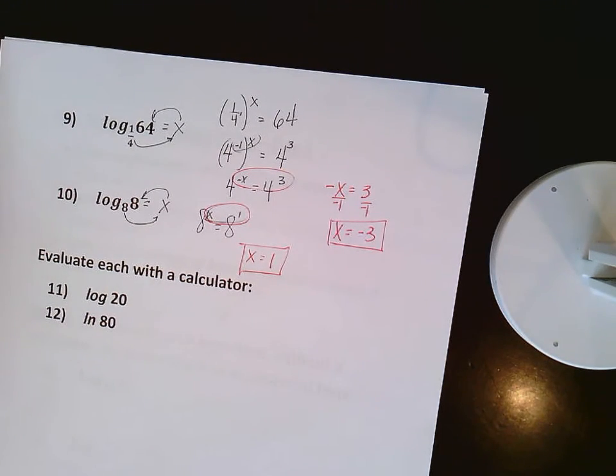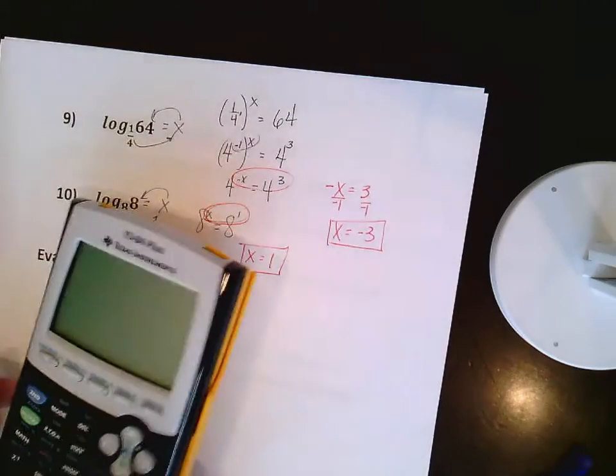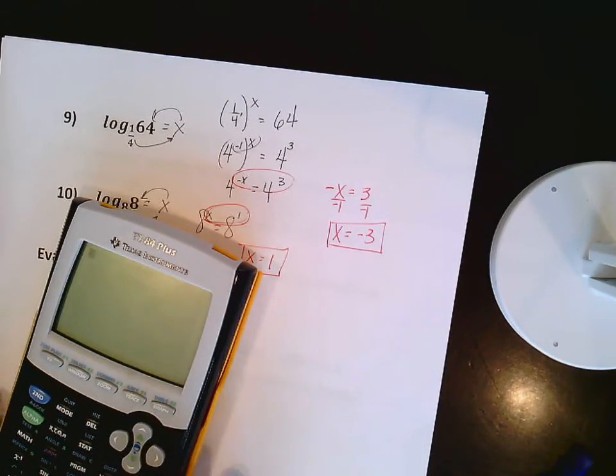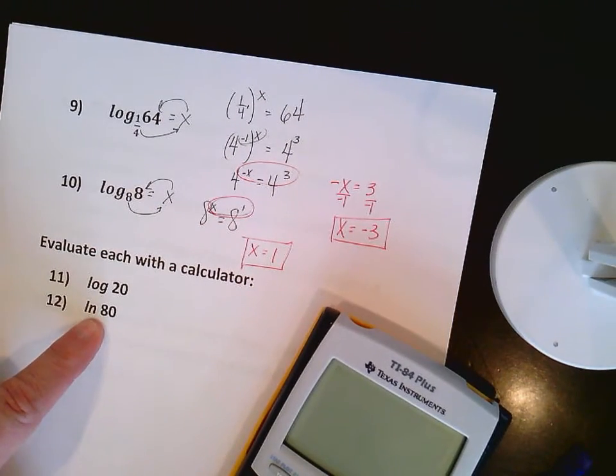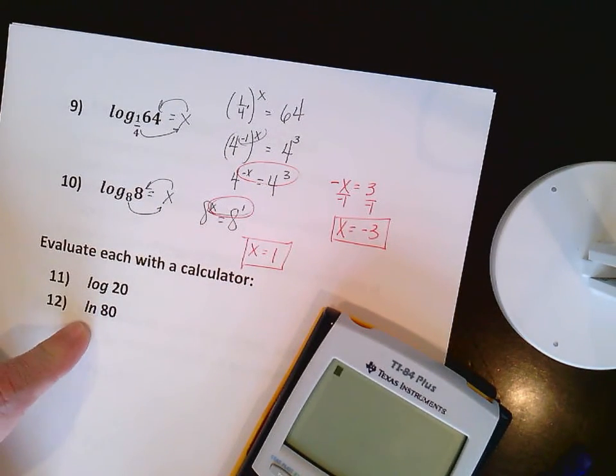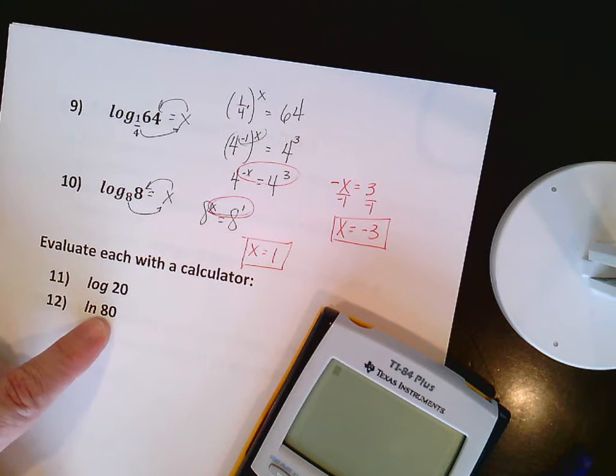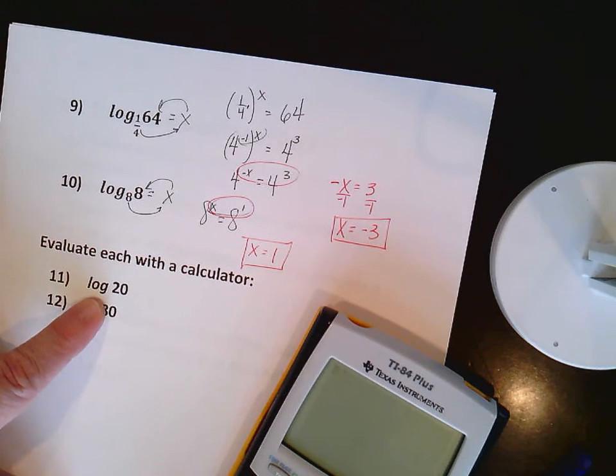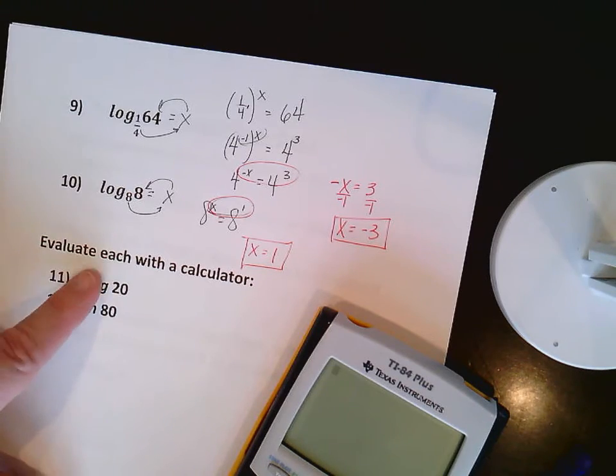Okay. And evaluate with the calculator. This is literally putting stuff in the calculator. So the only two things you can put in the calculator are natural logs. That's the ln. That's not an I-N or a 1-N. That's an ln. And it stands for natural log. Or a base 10 log. And if you don't see a number based on your log, you're assuming it's base 10. These are the only two you can just put in the calculator.